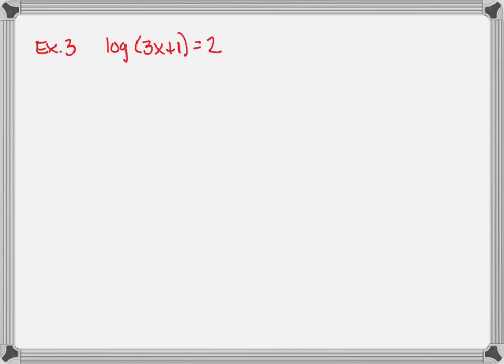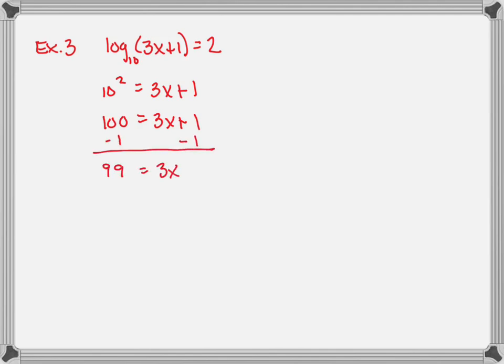Okay, let's look at a third example. The log of 3x plus 1 equals 2. So here we do have our log expression isolated. The base here on this log is 10, so rewriting this in exponential form, we get 10 squared equals 3x plus 1, or 100 equals 3x plus 1. Solving for x, subtracting 1, we get 3x equals 99. Dividing both sides by 3, x equals 33.